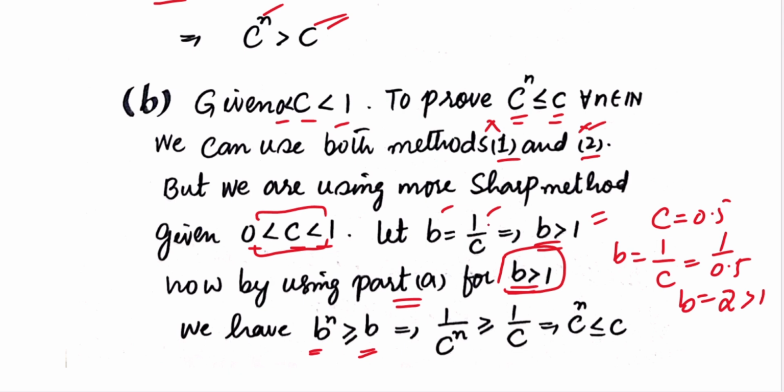As b is 1 over c, replacing the value of b with 1 over c here, this implies (1 over c) raised to power n is greater than or equal to 1 over c. By cross multiplication, we have c raised to power n is less than or equal to c. That is what was required to prove.